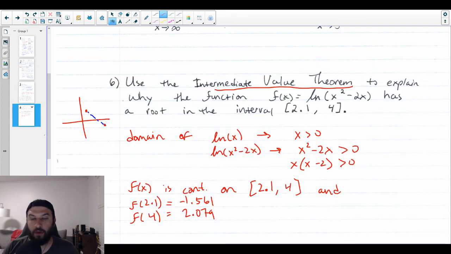Okay. So what we're going to do is say f of x is continuous on this interval, and these two endpoints, because one's positive and one's negative, therefore f of c must equal 0 for some c in the interval 2.1 to 4. And that's it. Solved the problem.